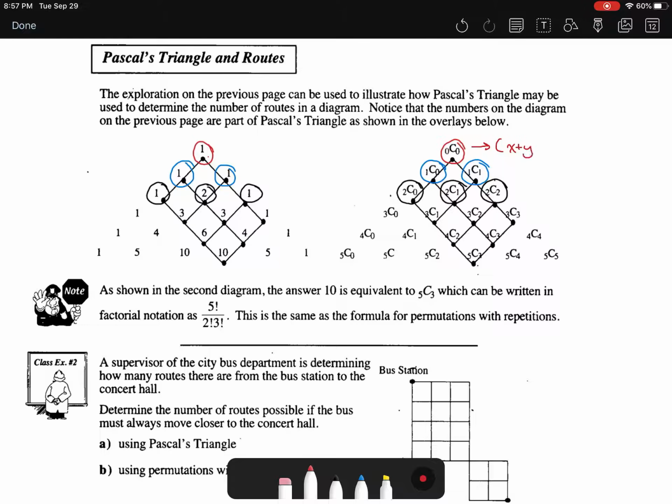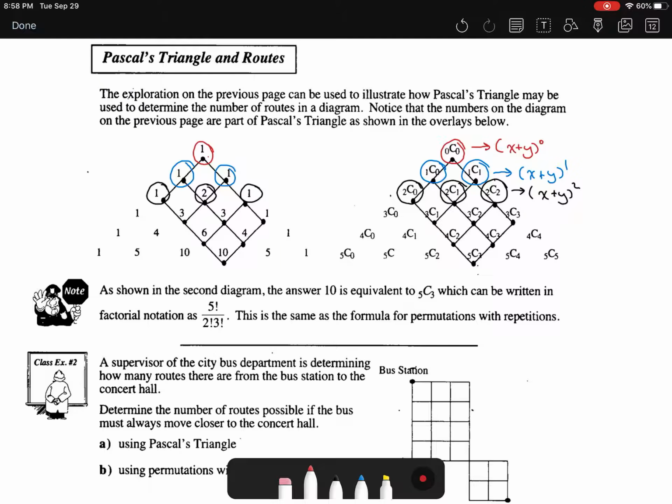So this is x plus y to the exponent of 0. This represents the numerical coefficients of x plus y to the exponent of 1. And this represents the numerical coefficients for x plus y squared. And that pattern continues the whole way down as I overlay those arrays onto the grid.